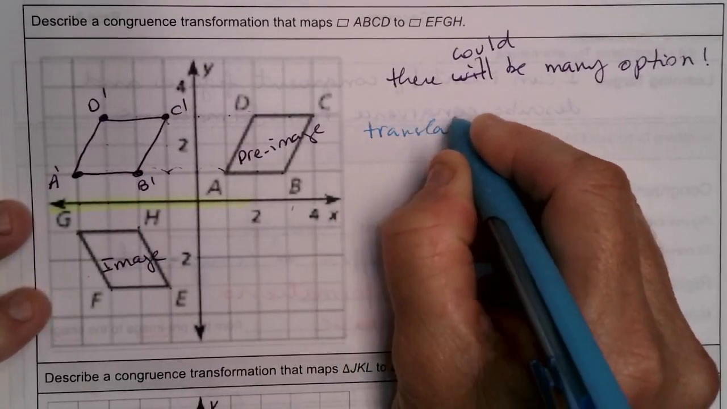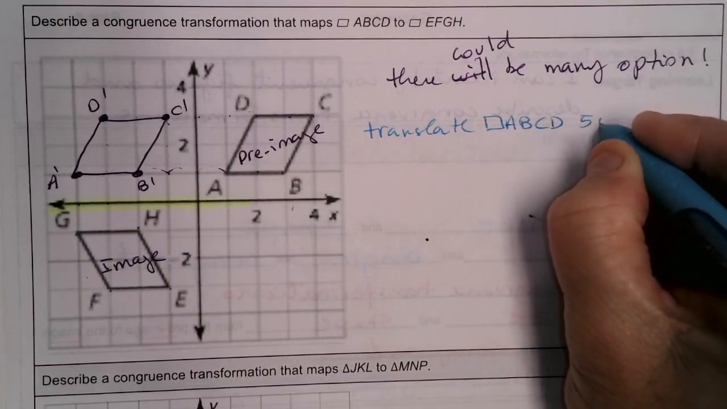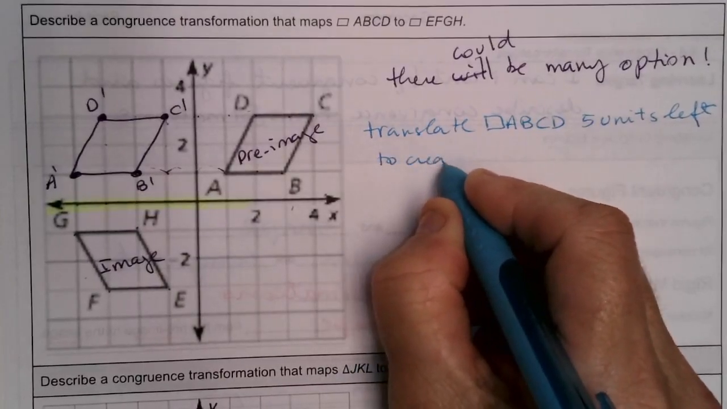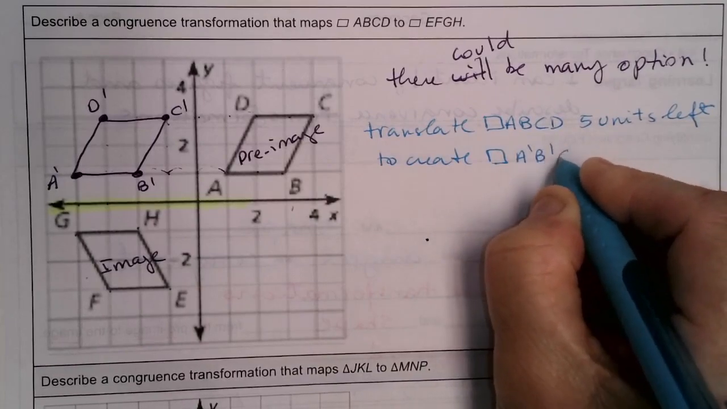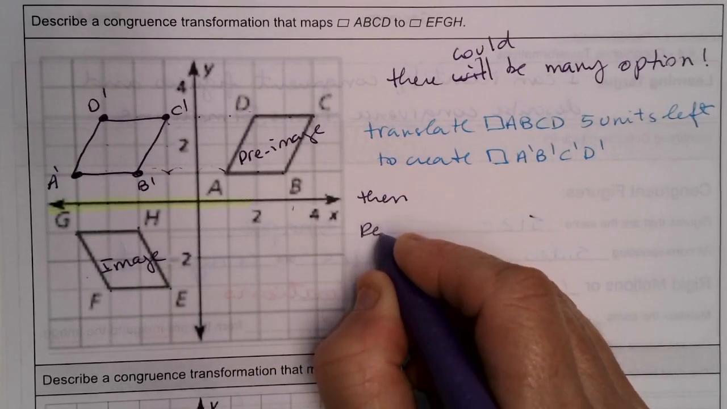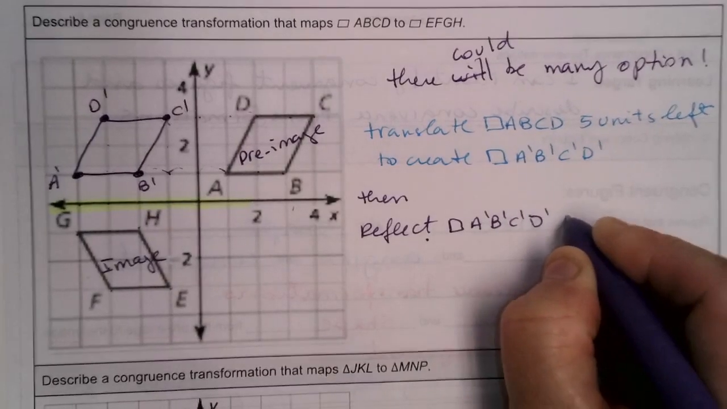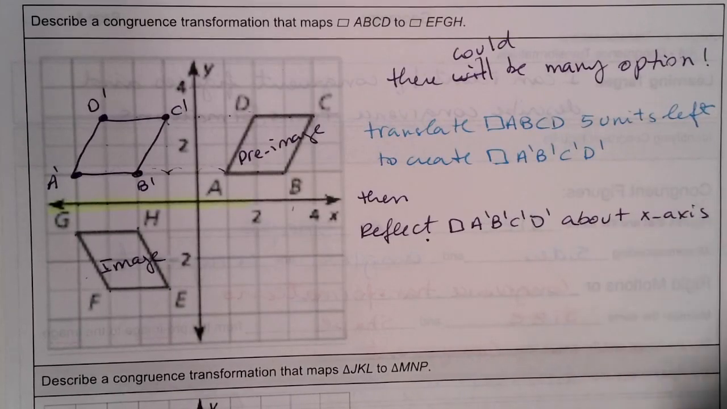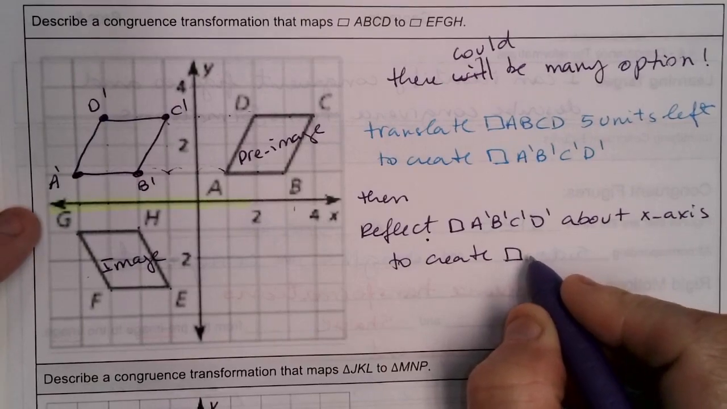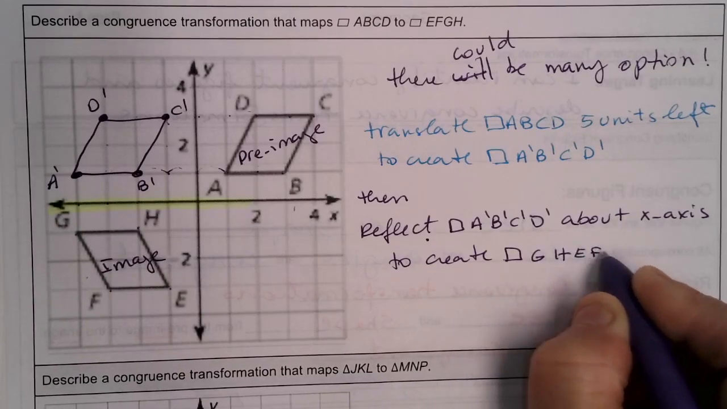So we translate quadrilateral ABCD 5 units left to create quadrilateral A prime, B prime, C prime, D prime. Then reflect quadrilateral A prime, B prime, C prime, D prime about the x-axis to create quadrilateral GHEF.